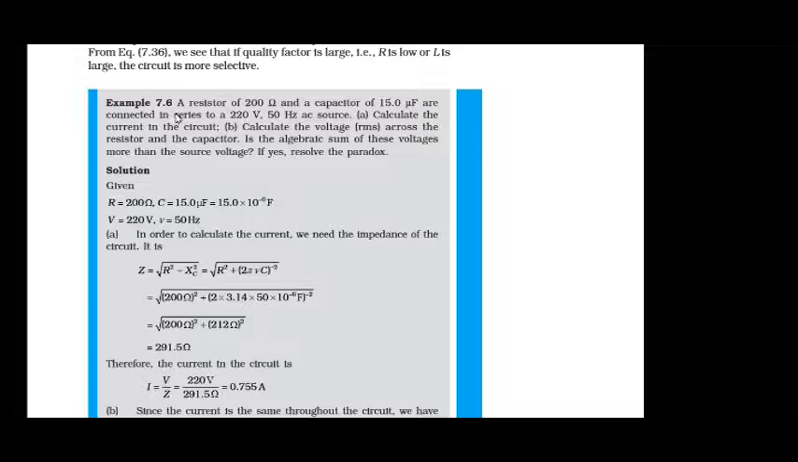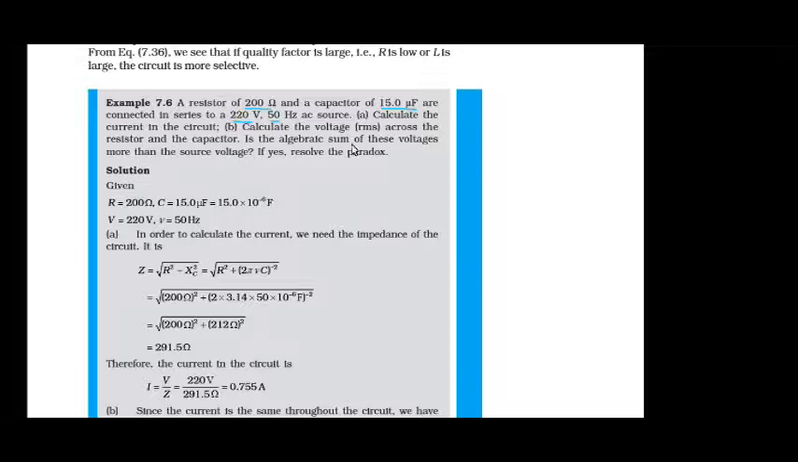Example 7.6: a resistor of 200 ohm and a capacitor of 15 microfarad are connected in series to a 220 volt, 50 hertz AC source. A. Calculate the current in the circuit. B. Calculate the voltage RMS across the resistor and capacitor.